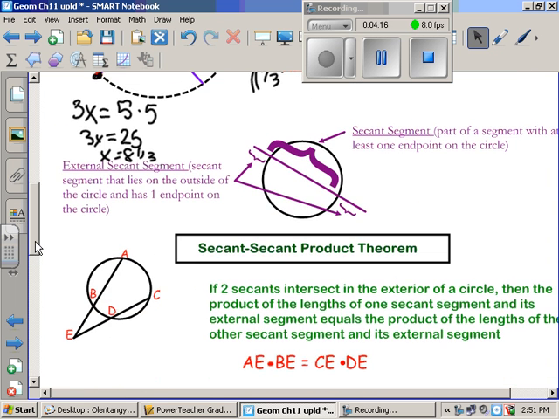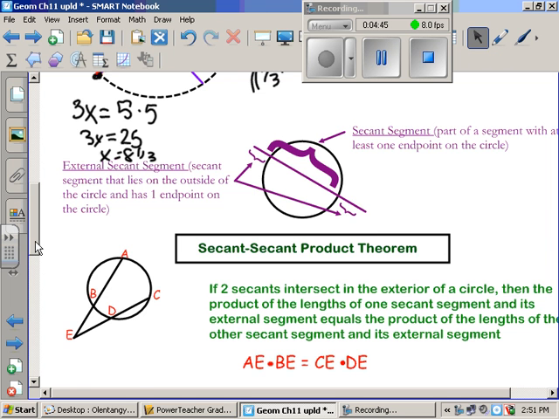All right, the secant product theorem says, well, first of all, we need a little bit of vocabulary. The part of a secant that's inside the circle we call the secant segment, and the parts that are outside the circle are called the external secant segments. So secant segments are inside the circle, and external secant segments are outside the circle.